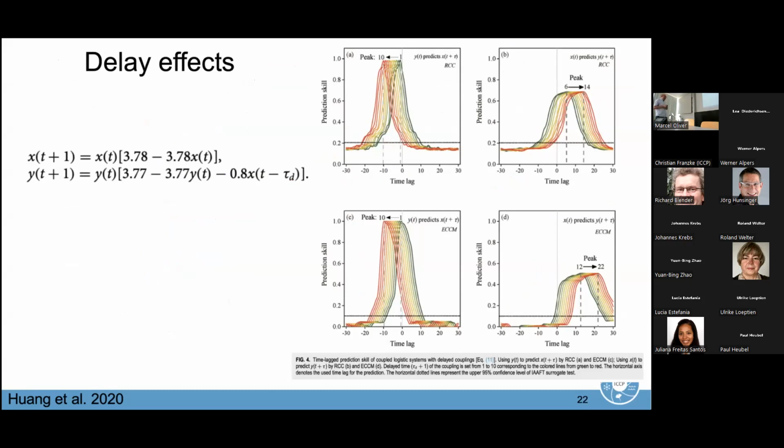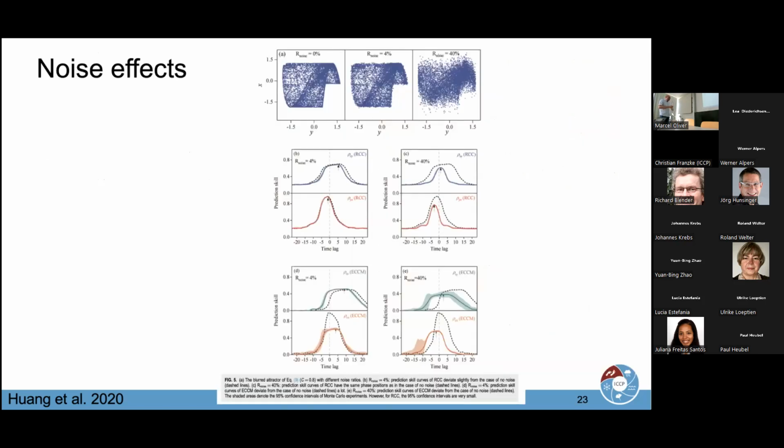Then we also wanted to see what happens if we have a delay effect in this causal relationship, so that we now have time t minus tau, and we vary tau for different values. If we do this and look at the causal relationships, we see that this peak also moves accordingly. If we increase tau, so we have a larger lag, then the maximum of this causal relationship occurs earlier, at larger negative values.